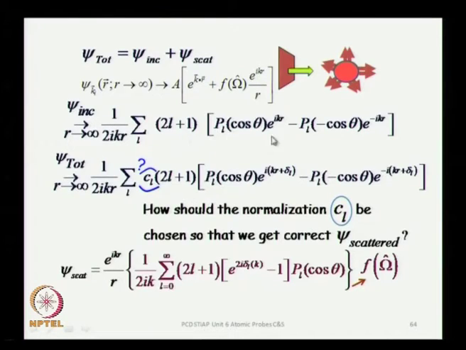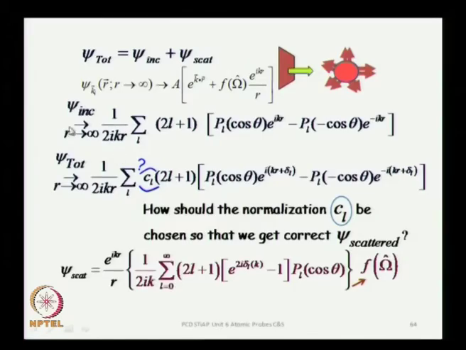You want to remove this part. What is it? You got PL cos theta e to the ikr, e raised to i delta L. Come on. E raised to i delta L, man. It is too simple.